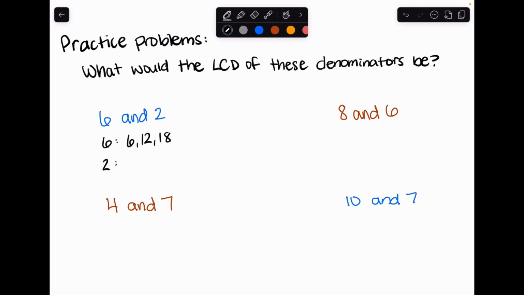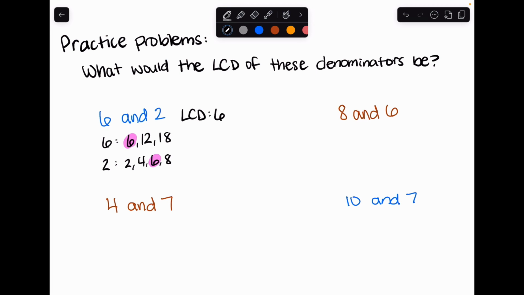And for 2, I'll do 2, 4, 6, and 8. Looking at my list, I've got a 6 and a 6. So my LCD will be 6.